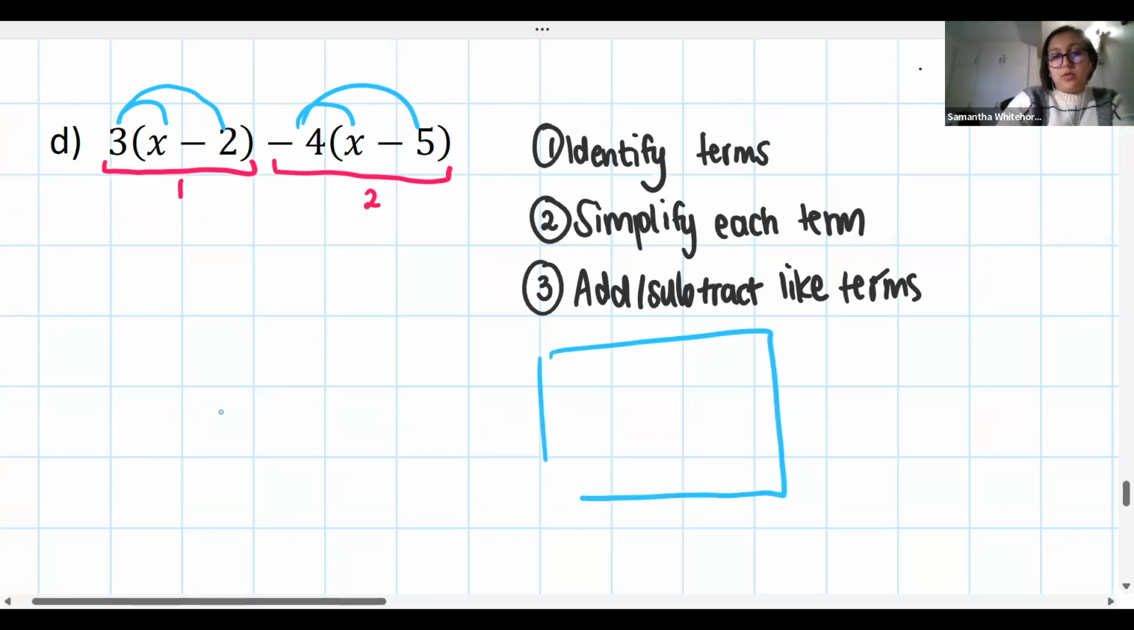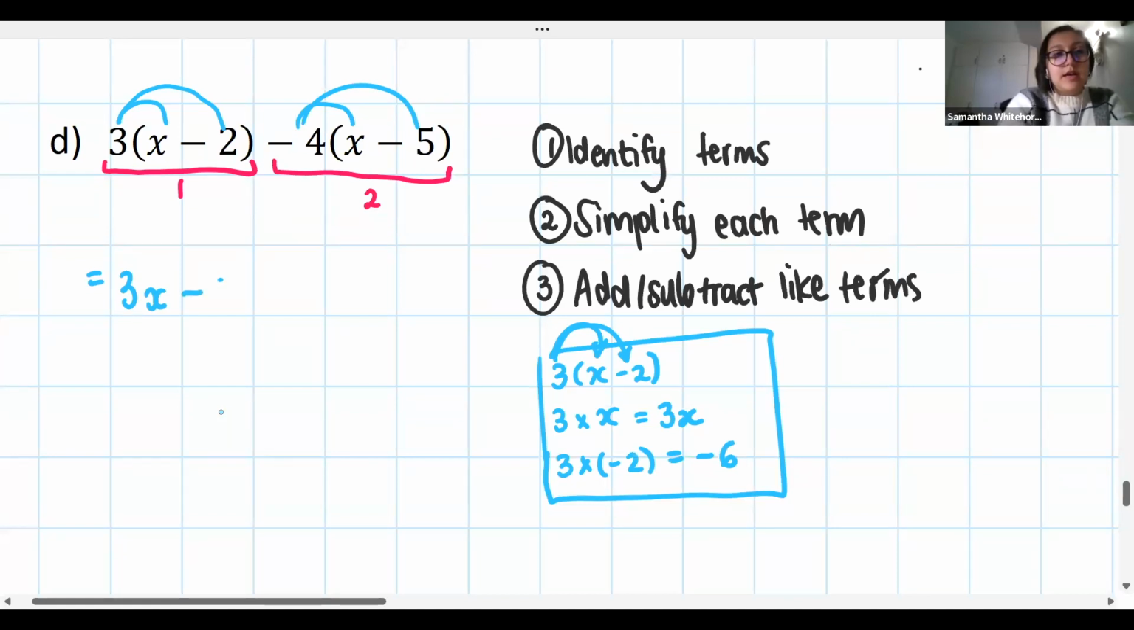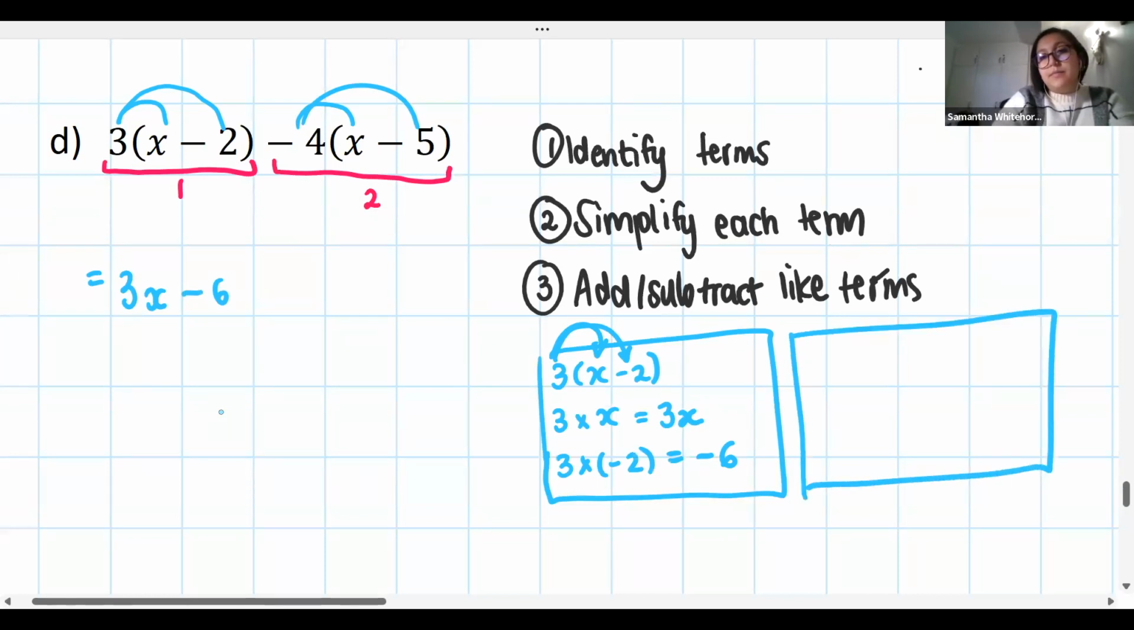So if we just do our little working out block, we've got 3 times (x minus 2). If I distribute to the x, we've got 3 times x, which gives us 3x. And then we've got 3 times -2. Be careful of your signs. A positive times a negative is a negative. And then 3 times 2 is 6. So we've got -6.